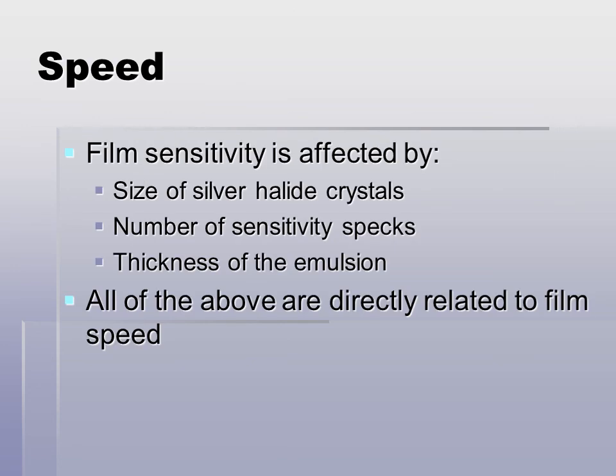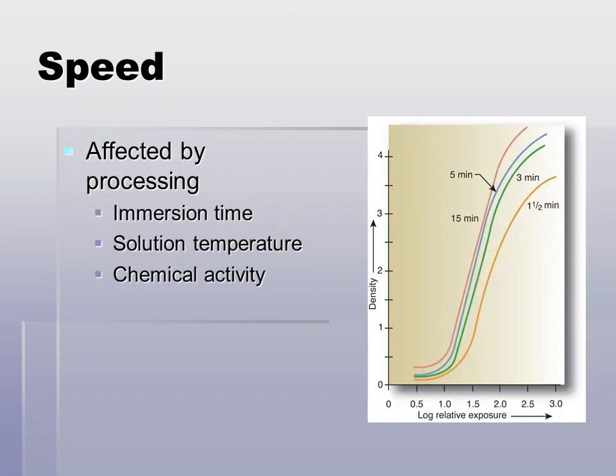Film sensitivity is affected by the size of silver halide crystals, the number of sensitivity specks, and the thickness of the emulsion. All of the above are directly related to film speed. It is affected by processing as well. The chart you're looking at here is developer immersion time. Immersion time will affect the speed, as will solution temperature, mostly the developer solution temperature, and chemical activity.